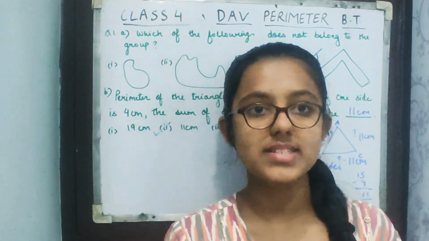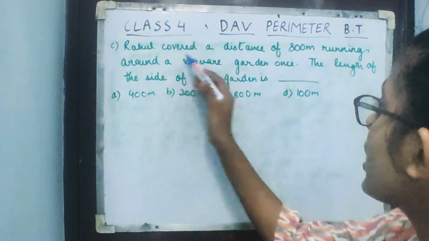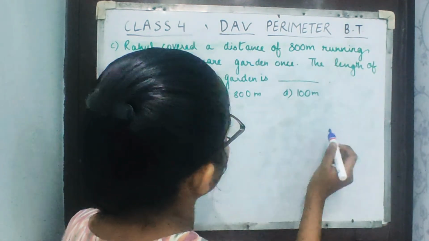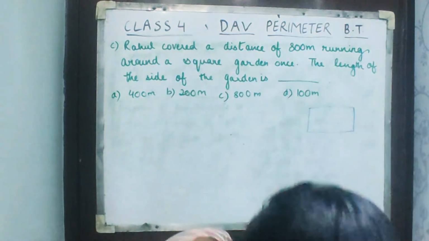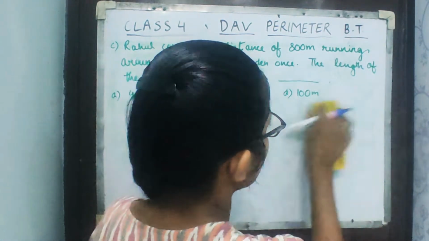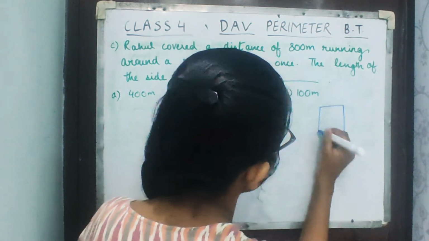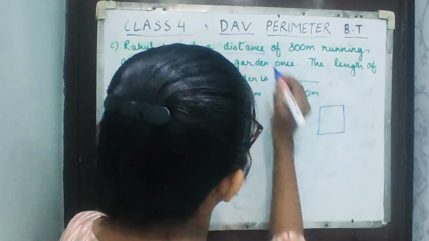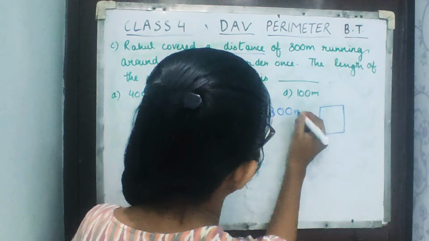Now let's come to our C part. Our C part is, Rahul covered a distance of 800 meter running around a square garden. So Rahul ran around a square garden. The figure is of a square, and the distance, that means the perimeter, is 800 meter. He ran one time.